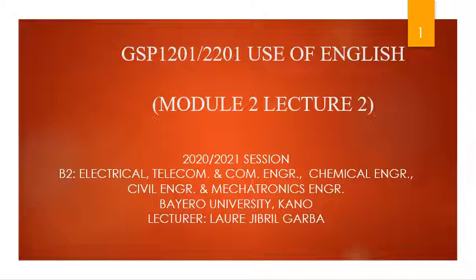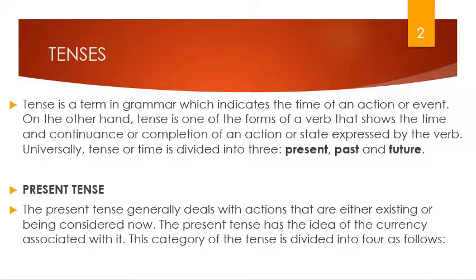In our first lecture of module 2 we discussed basic grammar, where we looked at words, sentences, phrases, punctuation marks, and so on. So in this second part we are going to focus on tenses. Tense is a term in grammar which indicates the time of an action or event. In other words, tense is one of the forms of verb that shows the time when an action took place, is taking place, or is going to take place.